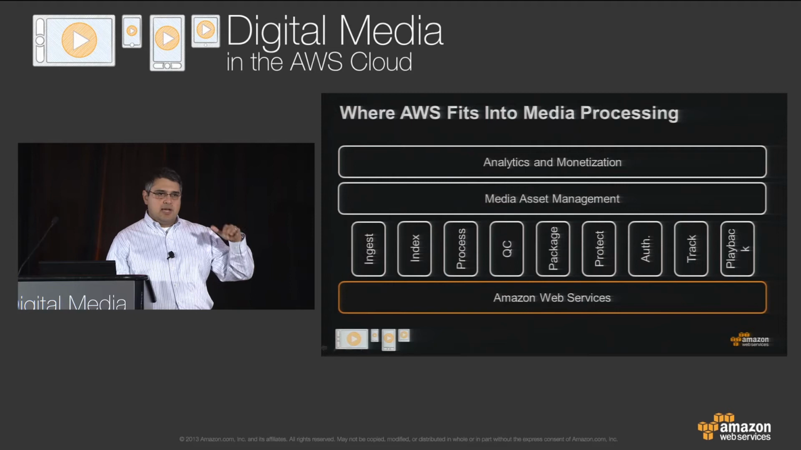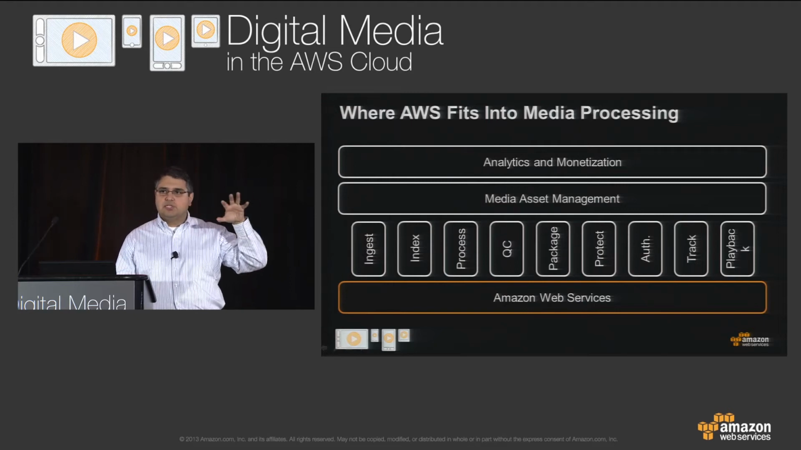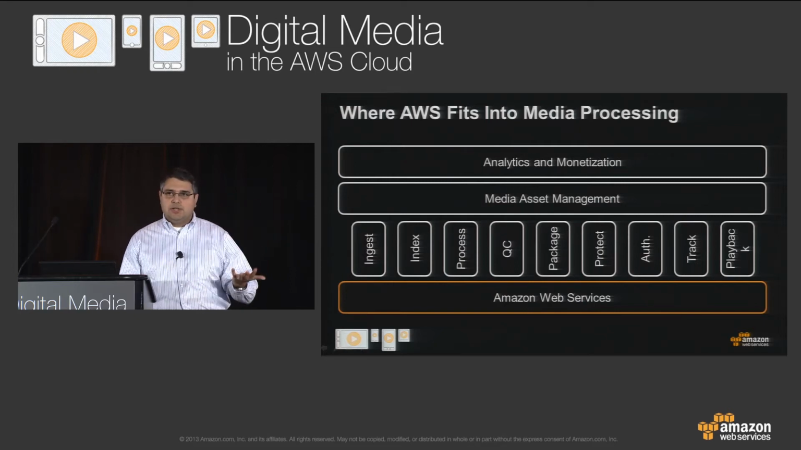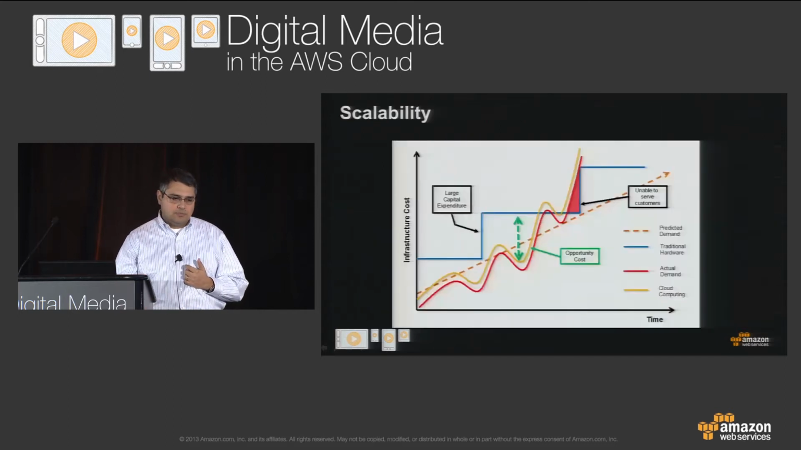And then on top of that, you might have these higher level pieces of functionality, which again, you might either create yourselves, or you might go off and use a commercial or open source product and build that on top of AWS. So fundamentally, AWS fits into the media processing workflow by providing these various infrastructure level services and application services that you can then build on to create your own media workflows.